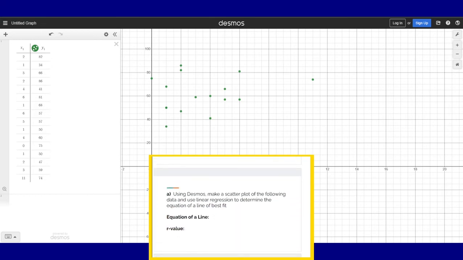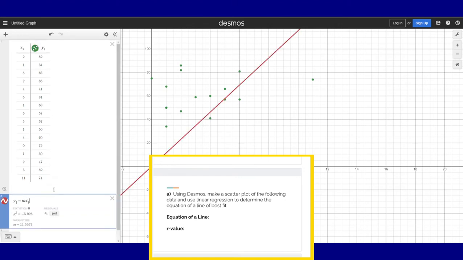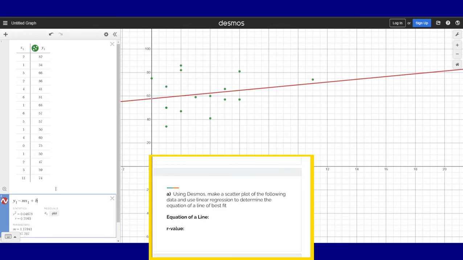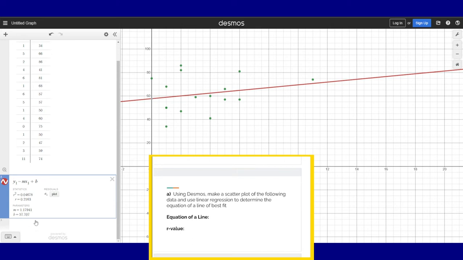The next thing we want to do is now create the equation of a line. So we're going to go back over to our side where we enter in our equations or our tables. We're going to click below and type in the following: y1, and then a little squiggly line, or a mustache you might call it, y1 squiggly line m x1 plus b. So by doing that, that tells the software, tells Desmos to create a line of best fit. And we can see the values down here as well as an R value.